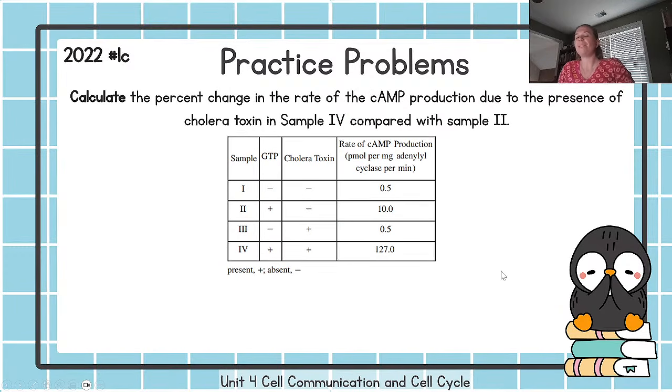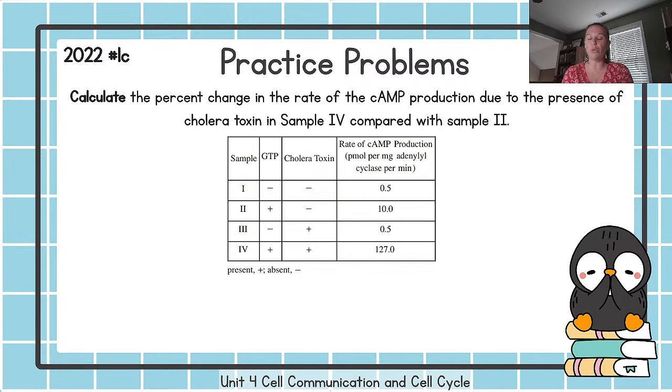So now the second part. Calculate the percent change in the rate of cyclic AMP production due to the presence of cholera toxin in sample 4 compared to sample 2. Now here's the thing. You get a formula sheet on the AP exam. It's a great formula sheet. And based on last year's drama, now you will have a printed copy of that formula sheet. Great, awesome. This equation's not on it. So this is just a normal experimental calculation that you would be doing. So you should know this calculation and they shouldn't have to give it to you. So they don't give it to you, okay?